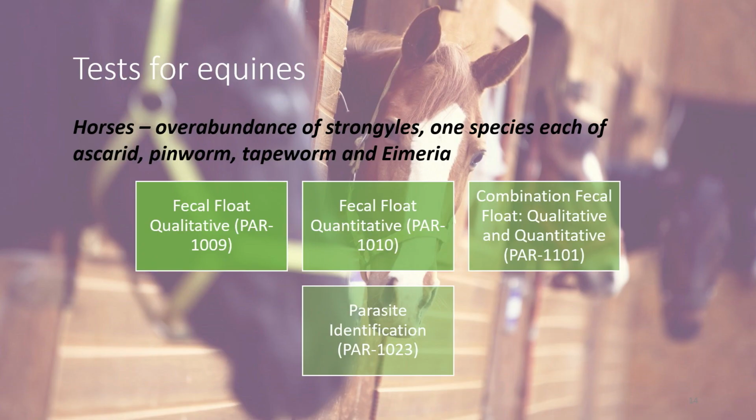Now, moving on to tests for equines, we do not offer too many tests because Strongyles really are the problem in horses, and they have 1 species each of an ascarid called Parascaris. They have pinworms, they have 1 tapeworm, and they have 1 Eimeria. So really all of our focus is on the Strongyle type parasites for horses.